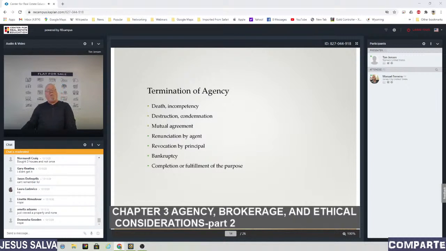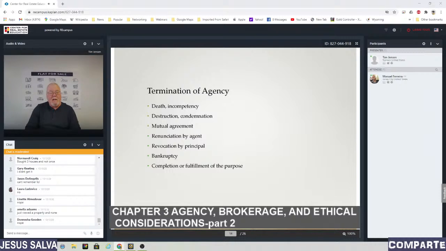Now that we created agency and talked to you about agency, how do you terminate agency? Okay, good question. Death or incompetency of either party terminates an agency agreement. If the broker dies, any agreement he had is dead because his license is dead. Incompetency, judged mentally incompetent, they can't be responsible for their actions, so any agency agreements they enter into would be null and void.